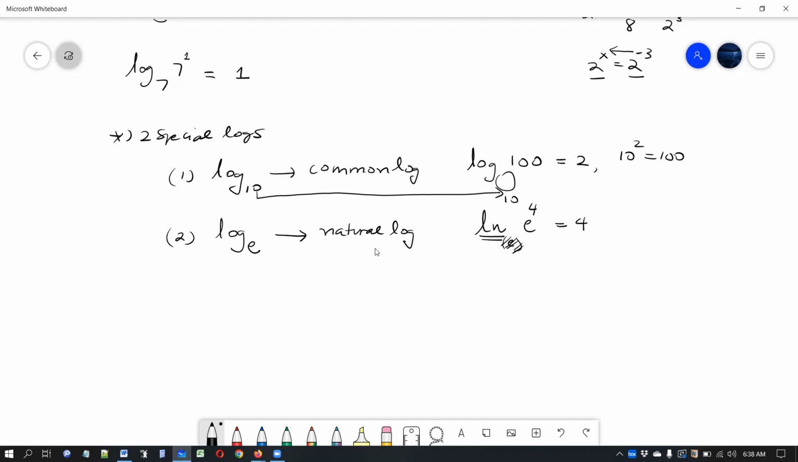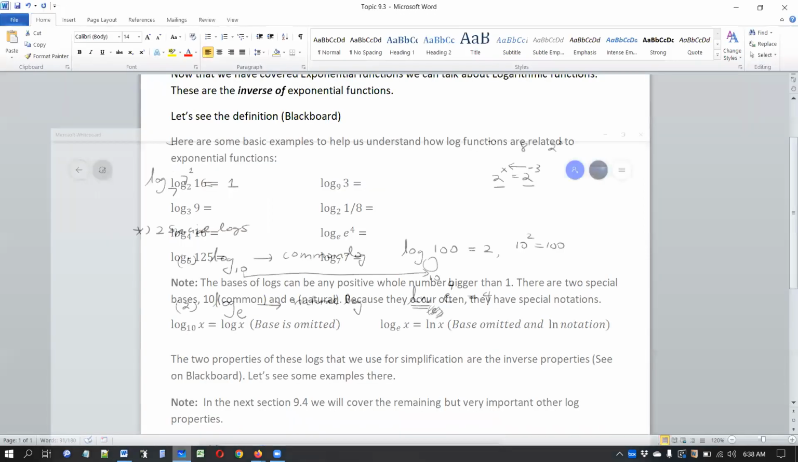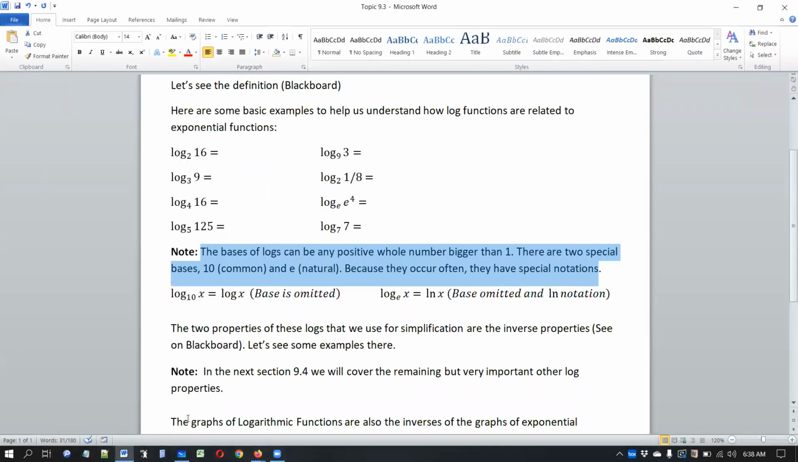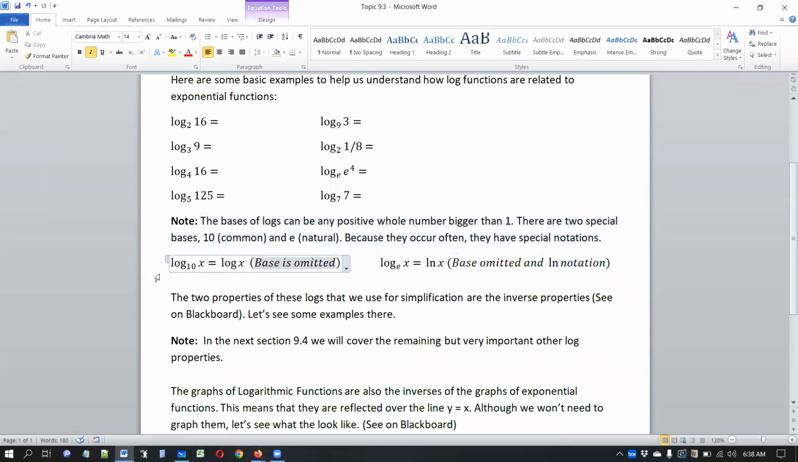So these are the two common bases: a common log, log base 10, which they omit, and log base e, which is natural log, and they write it ln. So these are common bases. We'll see them later. I just wanted to mention them now. So I have them here for you in both cases, right? Log base 10, common log, and log base e, ln x, natural log. The base is also omitted.